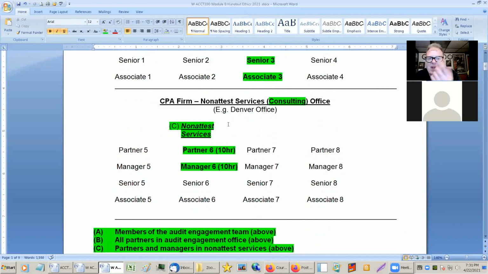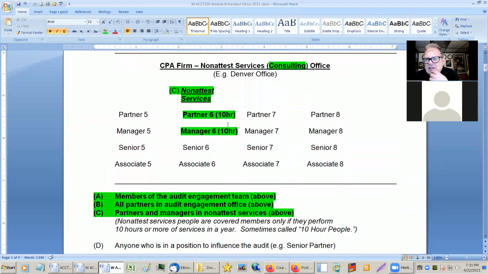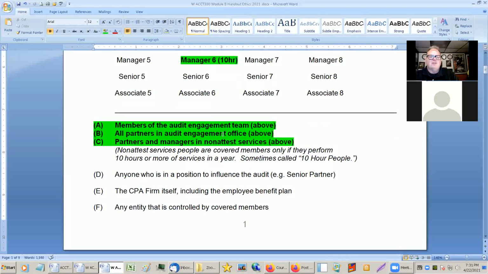So 10 hours is sort of like, do they really do any significant work for this client? If someone called up about some tax issue and the manager responded and charged them for 2 hours or something, that's not what they're talking about. It has to be at least 10 hours, so it has to be a somewhat significant amount of work. So 10-hour people. Those are the normal ones.